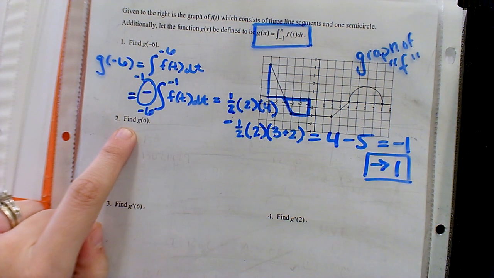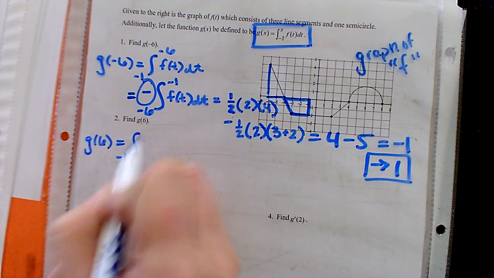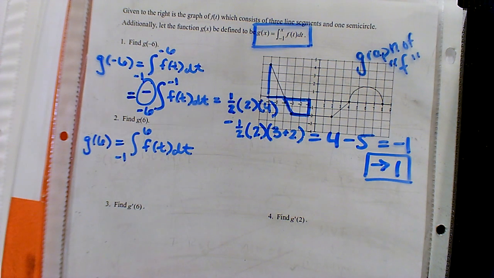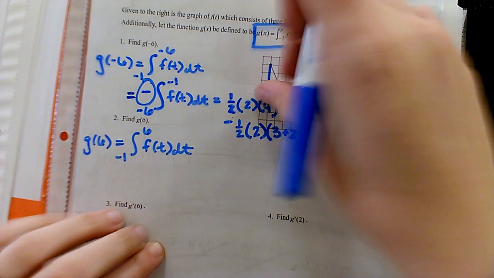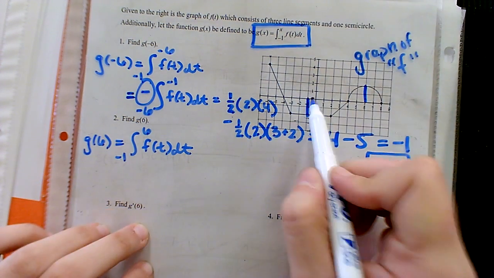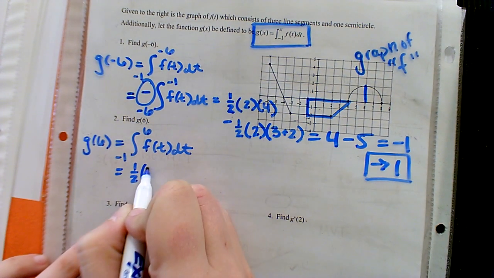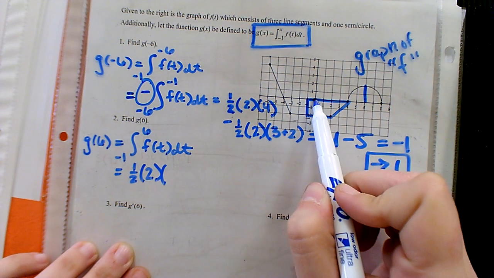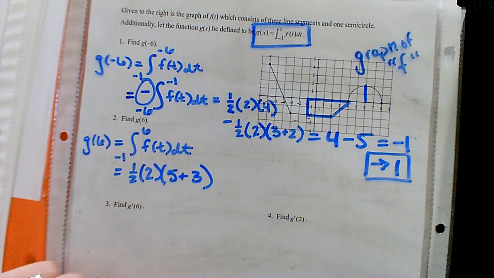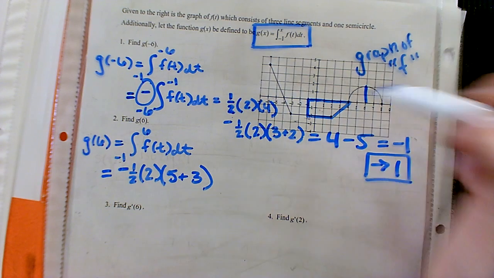All right, let's do the same thing for number 2, but this time we're going to plug in 6. So bounds -1 to 6. Now since the bounds are in order, we don't have to worry about flipping it anymore. So if we take a look, we want -1 to 6. That looks like another trapezoid. Let's see, the height is 2, and the parallel bases are 5 and 3. That should be negative because it's underneath the x-axis.